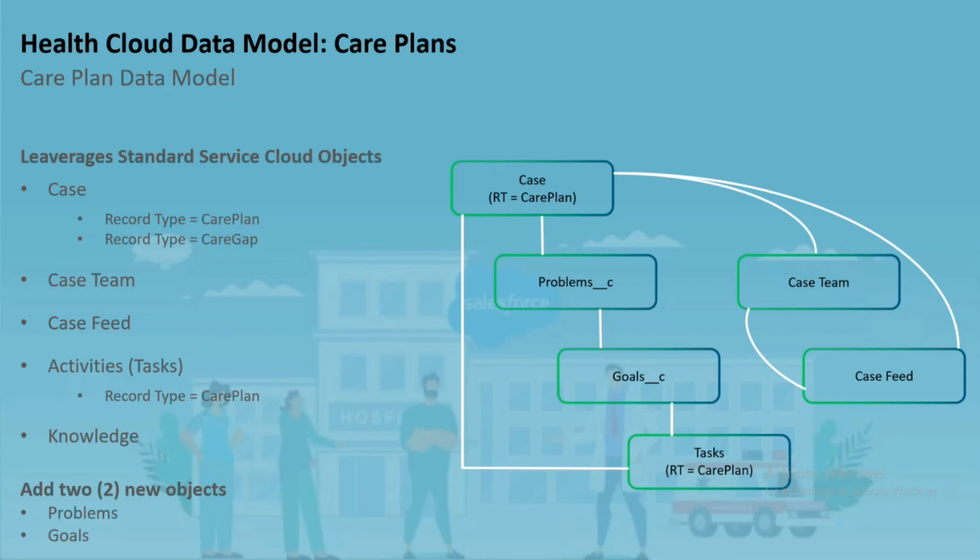And knowledge, and we can add two new objects, problems and goals, right? So this is, again, the data model. Pause it, understand the architecture, and go on.